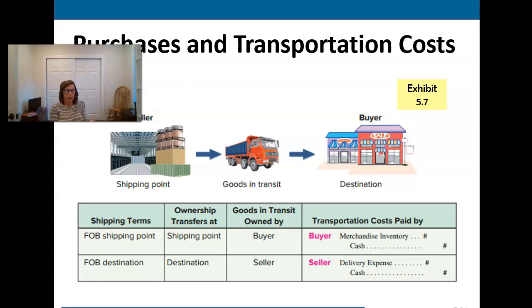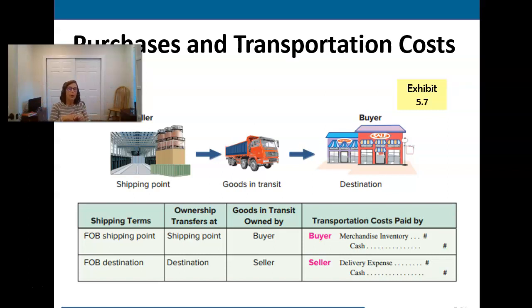FOB destination. And this means that the person or the company that's selling the item is responsible for the items and the shipping costs for them until they reach their destination, until they reach the buyer's door. So from the seller's perspective, if they're taking inventory and they've got goods that are being sold, even though they haven't arrived at the buyer's door yet, that seller still better count those items in their inventory until they receive notification that they have arrived at the buyer's, and then they become property of the buyer at that point.